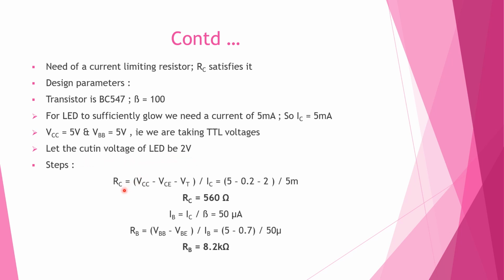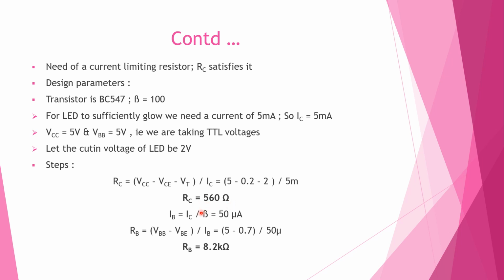At the collector emitter loop, this is the equation for RC. RC is equal to (VCC minus VCE(sat) minus VLED) by IC. That is (5 minus 0.2 minus 2) by 5 milli. That is, we get the collector resistor as 560 ohm.